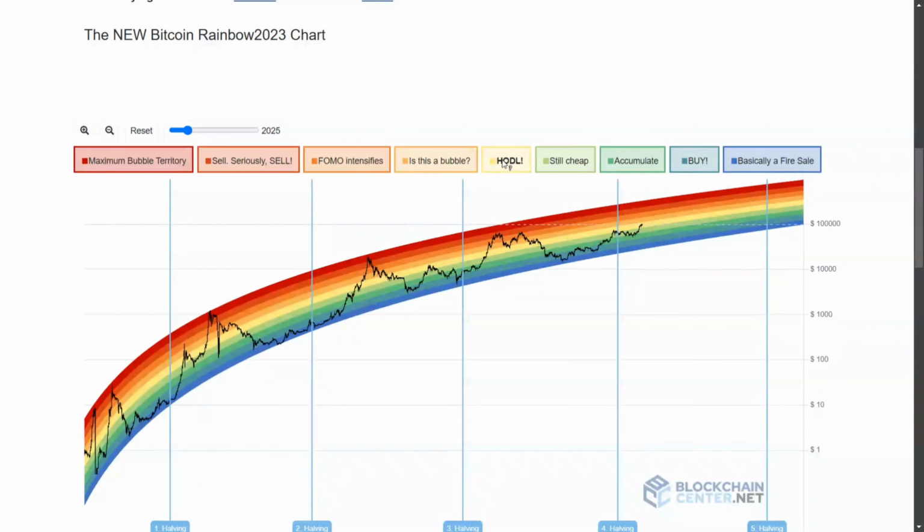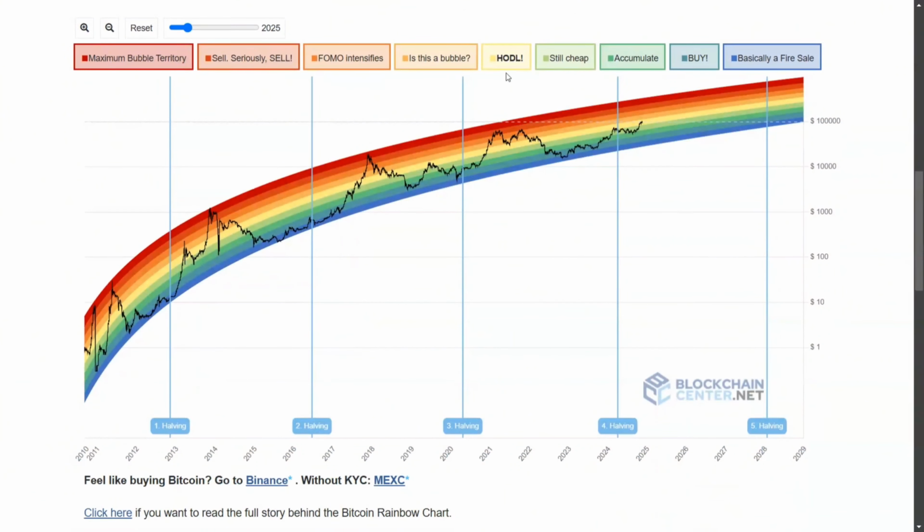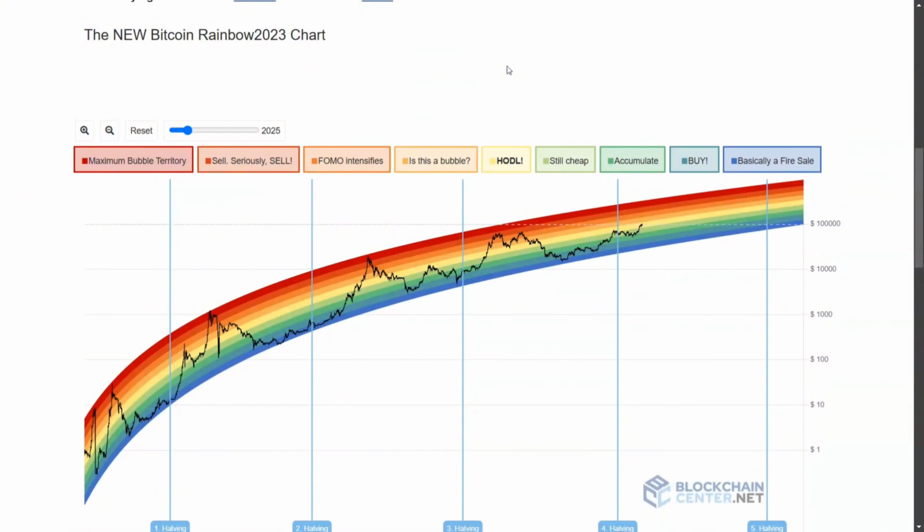Yeah, so right now we are in HODL, so things are only starting to get interest. So just hold all your coins, don't sell cheap, and wait for better times. Better times is when you're selling, taking profits, and all that stuff.